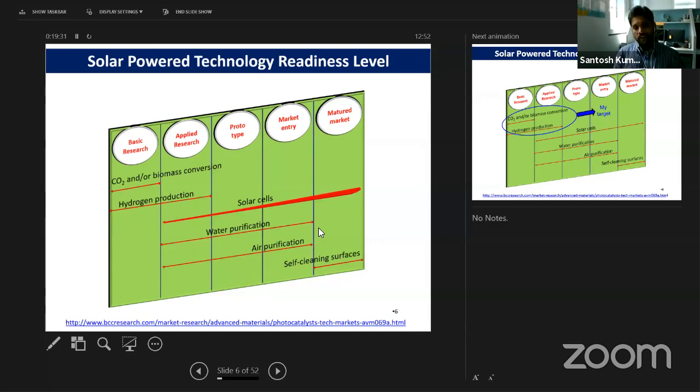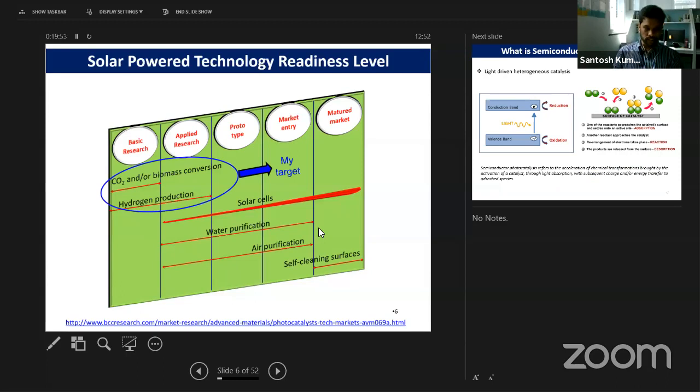And mainly what I am interested in is the top two applications, like hydrogen production and CO2 and biomass conversions into useful low carbon chemicals for the petrochemical industry or even transport industry. So this is still at basic and applied research. So what I will be aiming for is to get that position, at least a market entry, right? That would be great, even in the next 10 years.